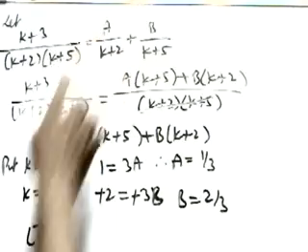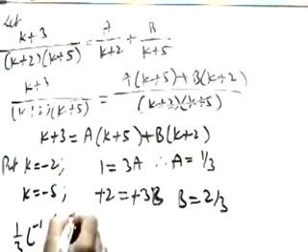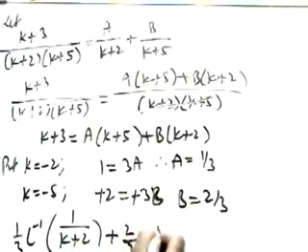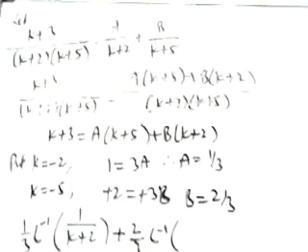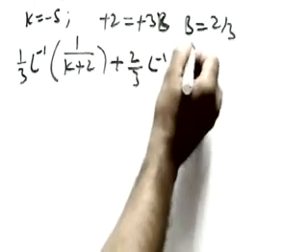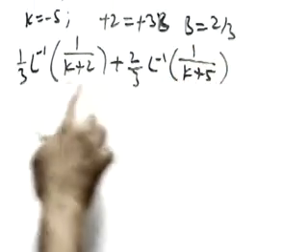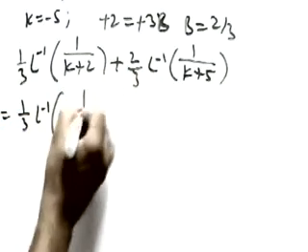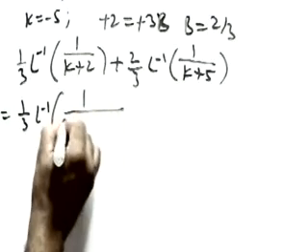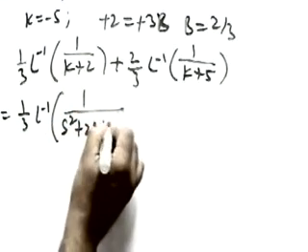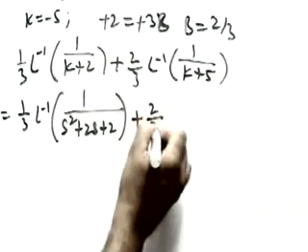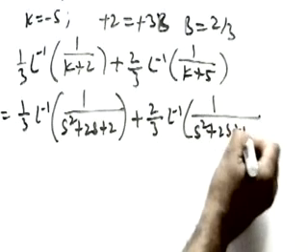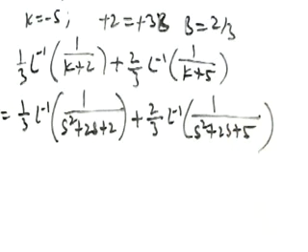Therefore, this will become Laplace inverse of a. The value of a is 1 by 3 into 1 by k plus 2, plus b is 2 by 3, Laplace inverse of 1 by k plus 5. Now again you put the value of k here. Just now we supposed k as s square plus 2s. So this will be 1 by 3 Laplace inverse of 1 by s square plus 2s plus 2, plus 2 by 3 into Laplace inverse of 1 by s square plus 2s plus 5.